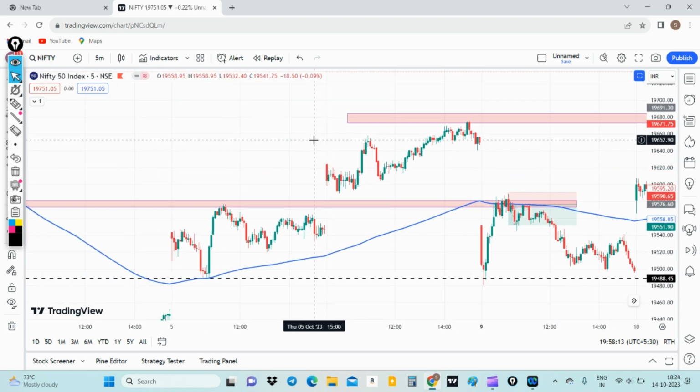In this video, I'll be summarizing the logic and the setup that I looked after for the trades that I've taken from day 10 to day 13. So let's start ahead with the video. Over here, if you see, then I have Nifty on a 5 minute time frame basis.